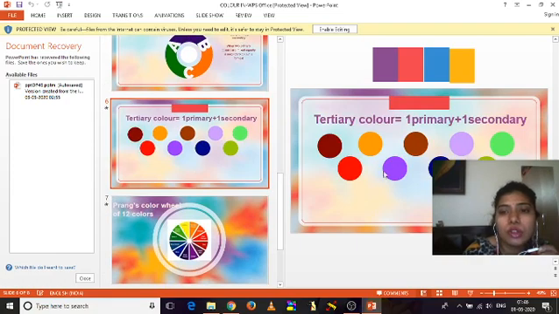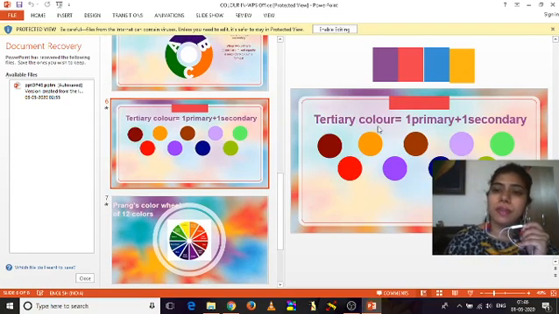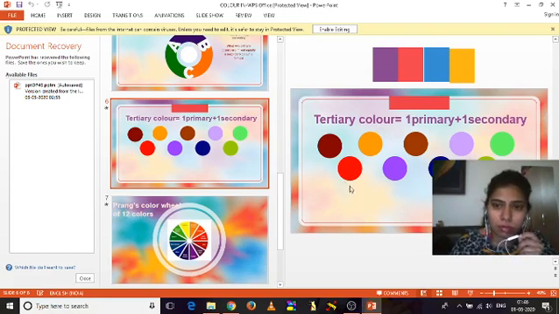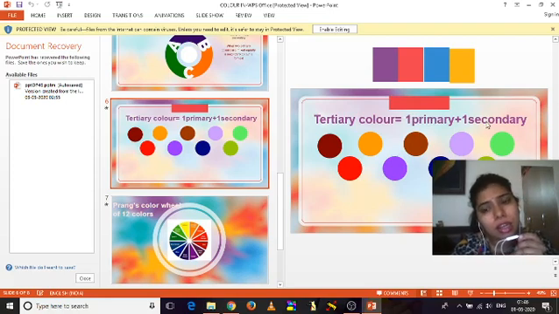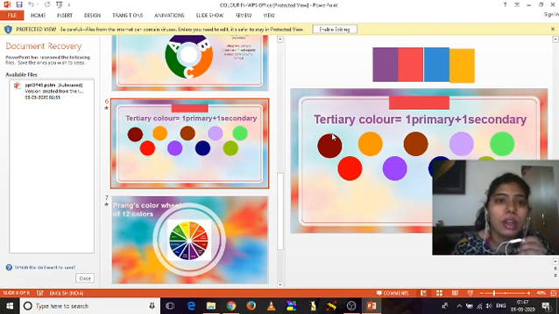Similarly, if we talk about tertiary colors, then tertiary colors are obtained by mixing one primary color and one secondary color. So you can see here that these many are the tertiary colors which have been obtained by mixing one primary color and one secondary color.